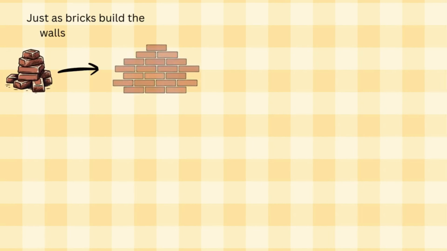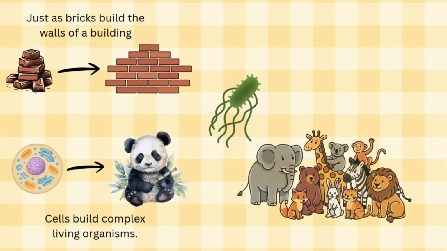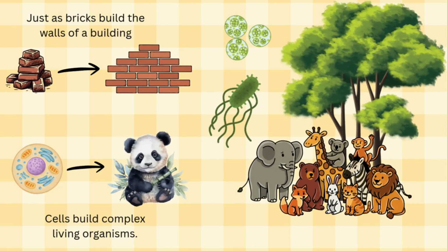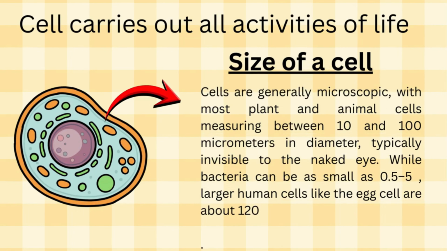Just as bricks build the walls of a building, cells build complex living organisms. From the simplest bacterium to the largest animal on Earth, and from microscopic algae to towering trees, every living organism is made of cells. When we say a cell carries out all activities of life, we mean that nature has placed an entire system inside something unimaginably small.